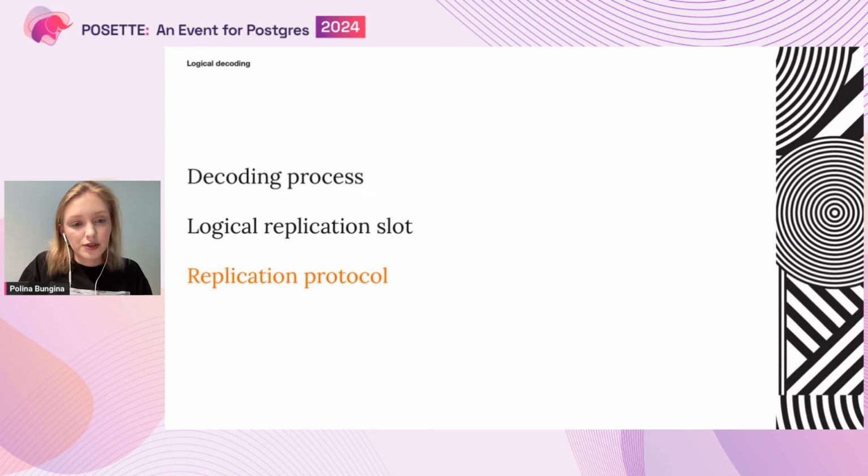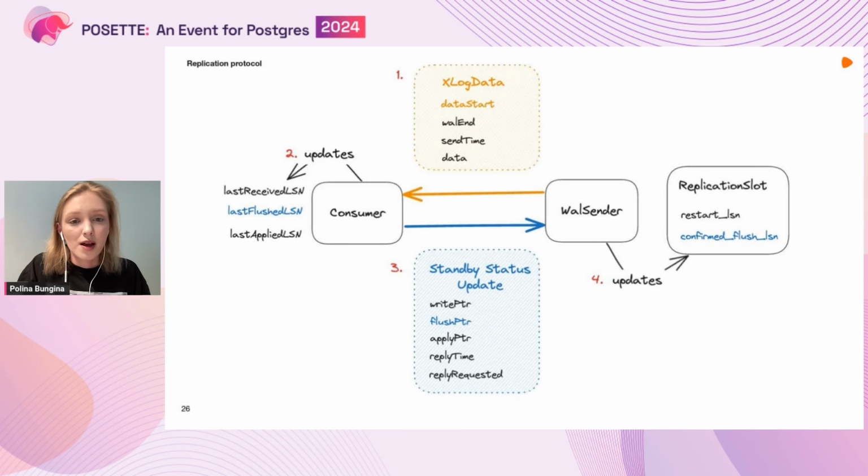And now to the last part, the replication protocol. Just a quick overview of how it looks. There's a message with data, with changes sent, and apart from data, it also contains the position in the write-ahead log which is associated with this change, and this position should be used by the consumer to update its internal state. Then the consumer is obliged to respond back to the WAL sender and inform it about its current state, which is in its turn used by the WAL sender to update the replication slot state.